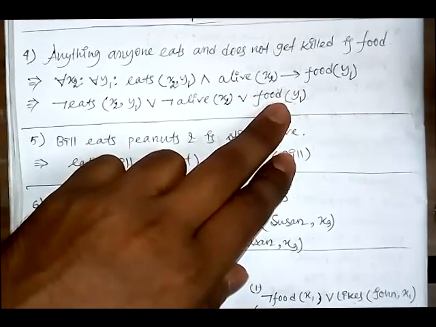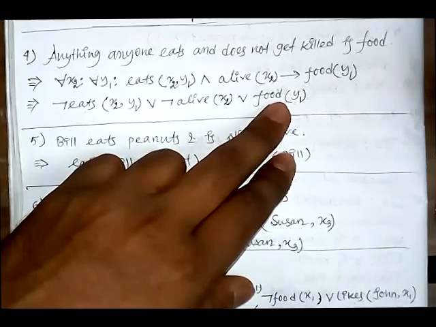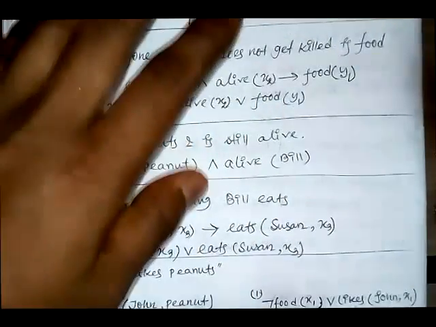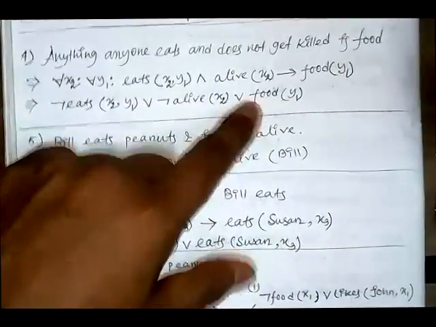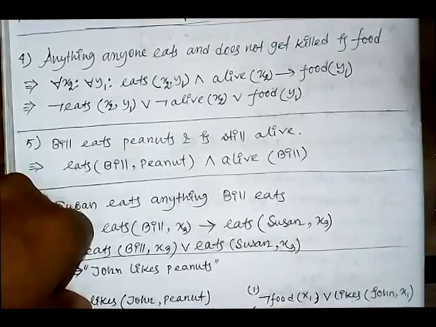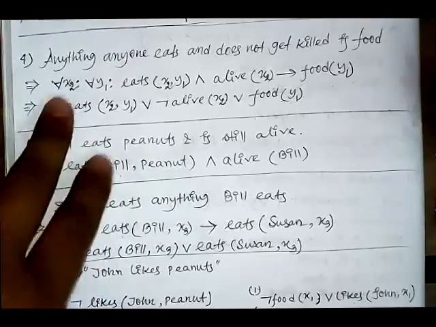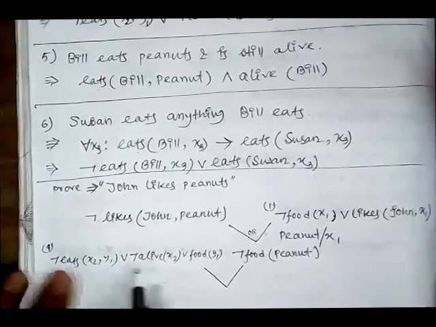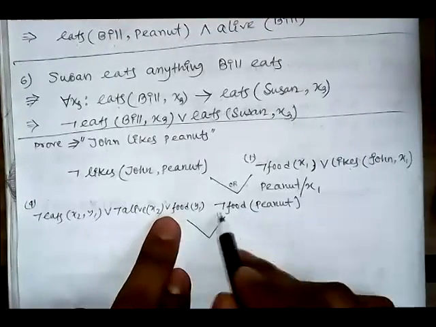We will try to cancel out things, and our aim is to reach an empty clause. If we can find the empty clause, then we can say that the proof is reached. So let's do it. We are going to use the fourth one. I have written it, that is the fourth clause. Here you can see there is a positive food and a negative food.